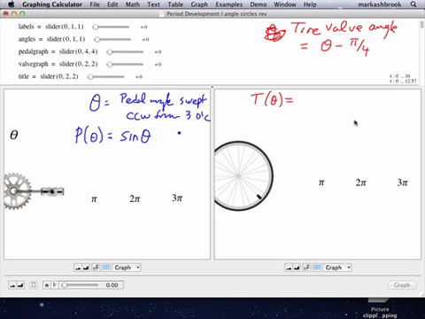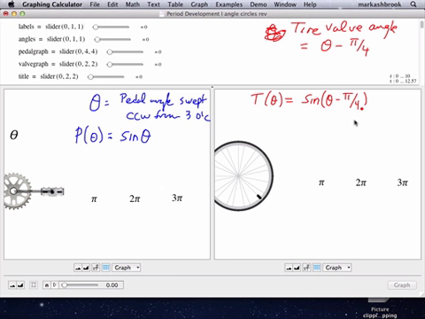Okay? And so for T of theta, if we want vertical distance, then in general it's going to be what function? Sine. Okay? Of what angle? The tire angle, right? So if we want the height of the tire valve, then we need the angle for the tire valve, right? That's what we said, theta over 4.